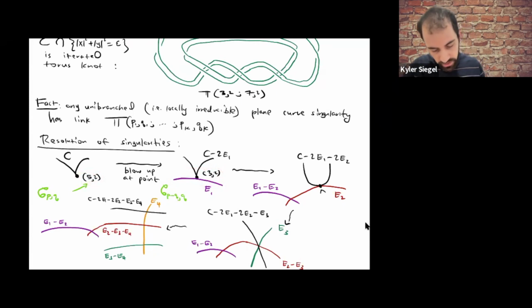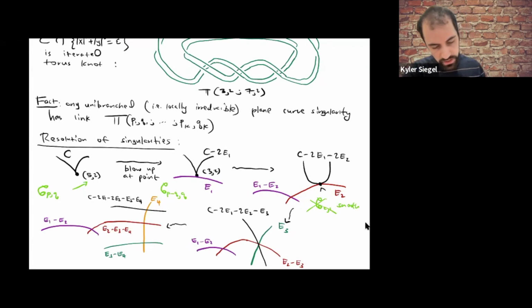And when you blow up again, you get a C_{2,1}, which is just a smooth point. So it's already smooth. And now you have two exceptional divisors, E2 and the proper transform of E1, which is in homology class E1 minus E2. Okay, and in some sense you're already done. This is called the minimal resolution.